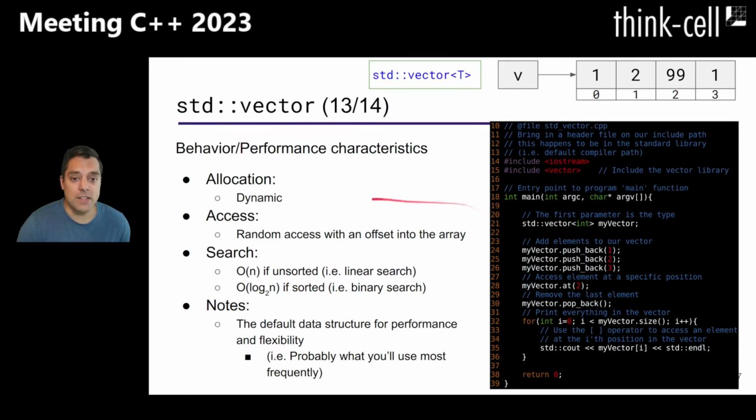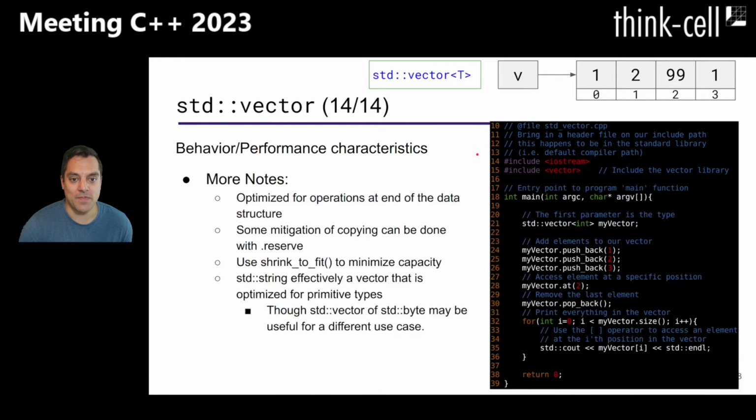So when it comes to vectors, again, they're dynamic in their memory allocation. We can have random access, just like an array. And if we want to search, we might need to look through every element, or maybe a binary search and so on. Now, the vector is typically our default container for performance and flexibility. So just keep that in mind as you're doing your development. Again, it depends on the problem you're trying to solve, but vector is usually the go-to.